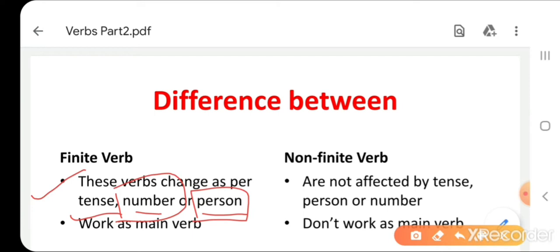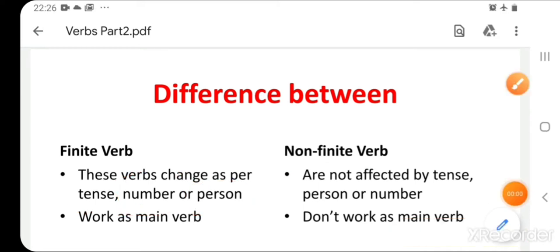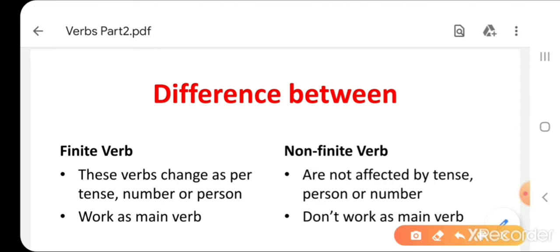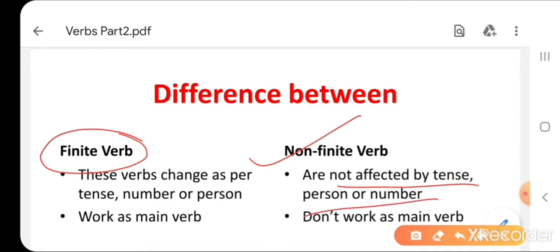On the contrary, non-finite verbs are unaffected by tense, person, or number. They do not change. In simple language, finite verbs play a role of main verb, and non-finite verbs don't work as a main verb. So they aren't affected by tense, person, or number.